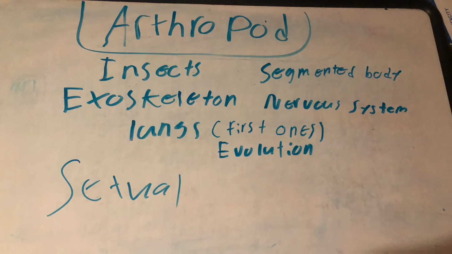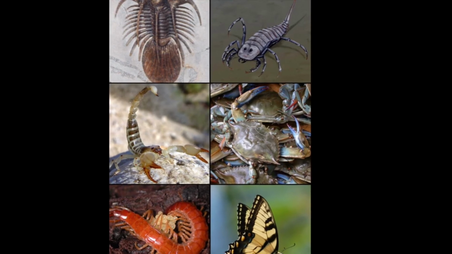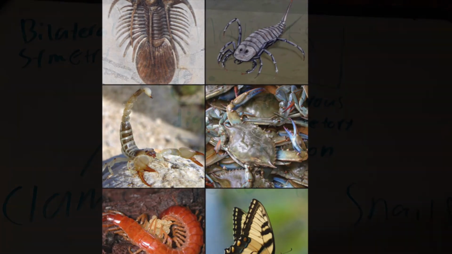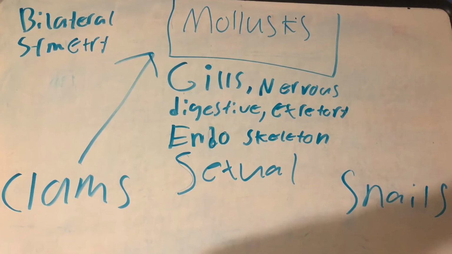Our next things are arthropods. They have an insect exoskeleton and a segmented body. They're the first ones to have lungs. That's evolution, baby. Sexual reproduction. Here are some flattering pictures of them coming up. See, there's crustaceans, many insects.